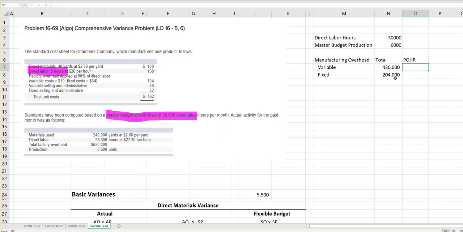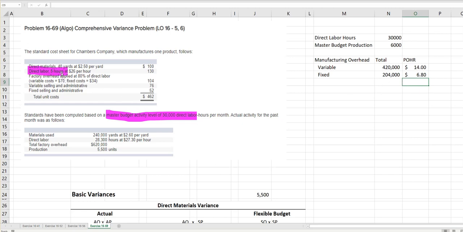We're applying overhead on the basis of direct labor hours, so we can calculate our predetermined overhead rates. We're going to take the 420 and divide it by 30,000 hours. We're going to be applying our variable manufacturing overhead at $14 per hour and fixed at $204 divided by 30,000 to get $6.80 per hour. We're going to use that information later on.